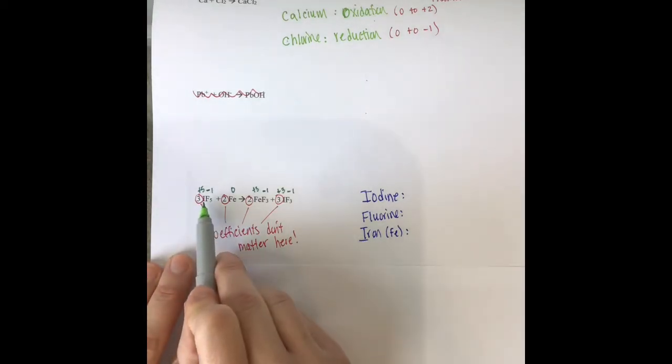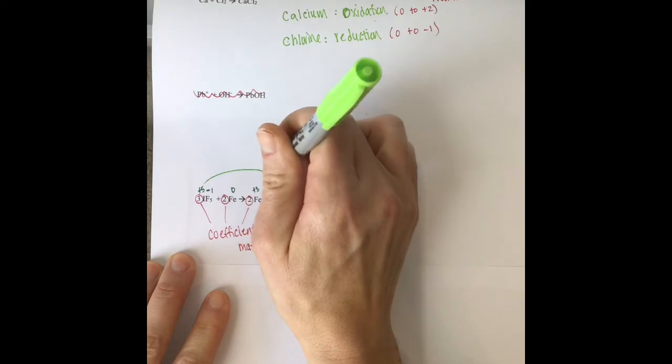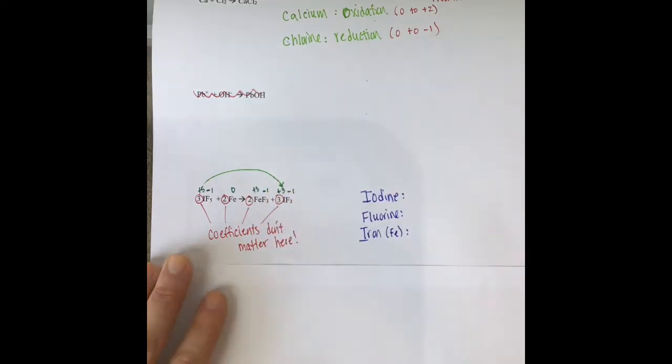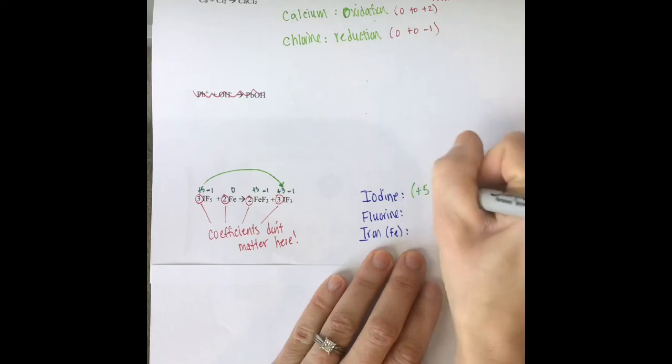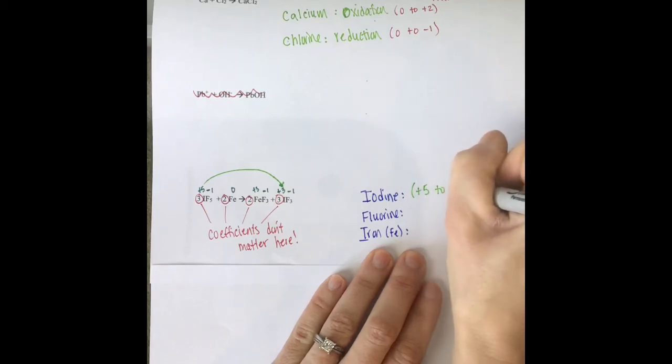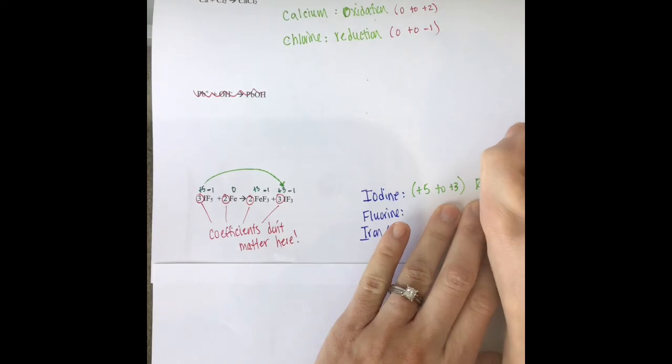On this side of the reaction, iodine starts as a +5. And if I find it over here, it goes down to a +3. So I start at +5 and I go to a +3. It's getting more negative, which means it's gaining electrons. It is reduced.